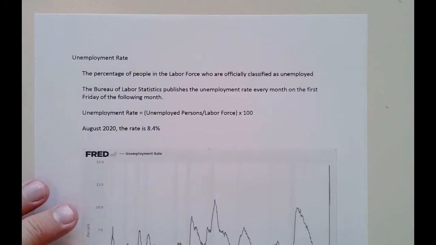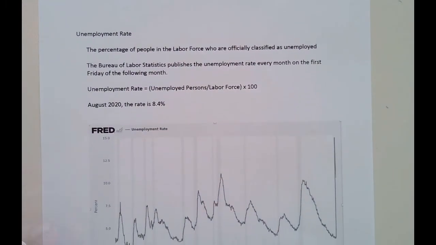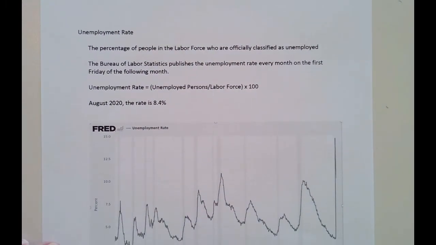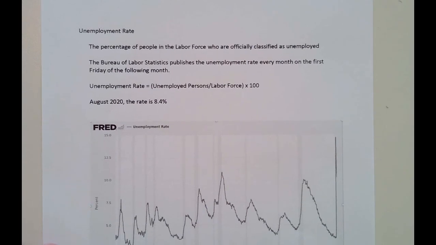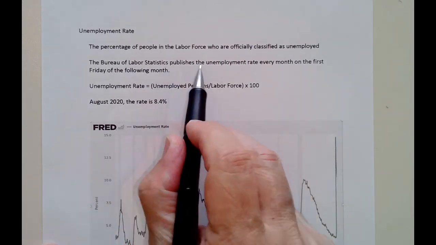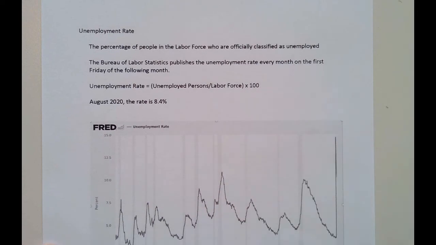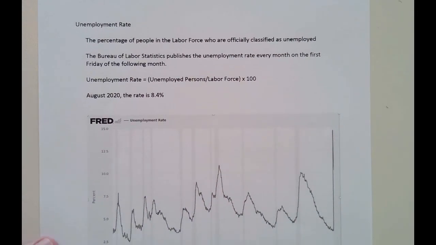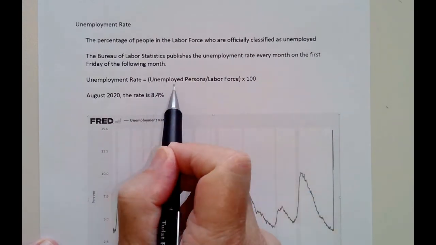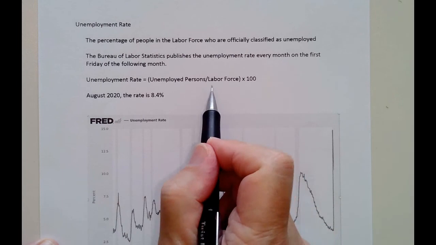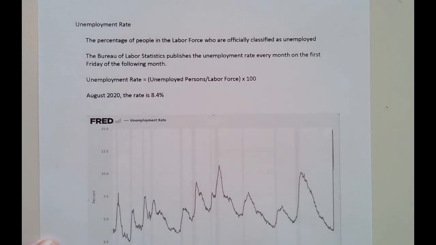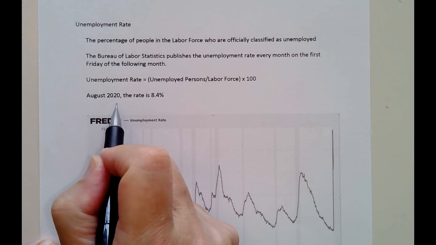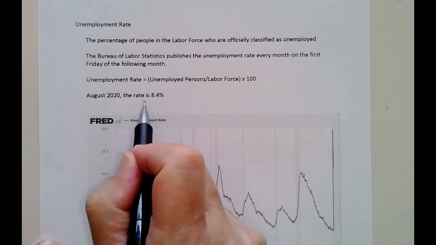Then we come to the unemployment rate, and this will definitely be on the Section 2 exam and the final exam. This is the percentage of people in the labor force who are officially classified as unemployed. It's a very simple calculation. You take the unemployed persons that was defined earlier and divide that by the labor force that was also defined earlier, and that gives you your unemployment rate. In August 2020, the rate is 8.4%. It just came out last week.